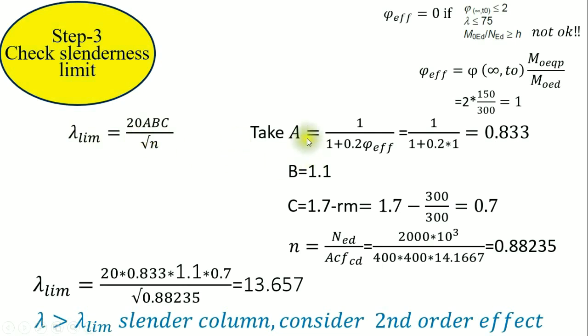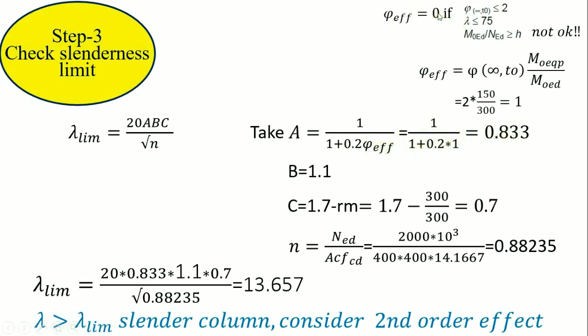Well, the third one is to check the slenderness limit, which is equal to 20 A B C over root of n. But how do we calculate the values of A, B, C, and n? A is equal to 1 over 1 plus 0.2 phi effective. 1 over 1 plus 0.2 times 1, where the value of phi effective is 1, gives 0.833. But how do we calculate phi effective?